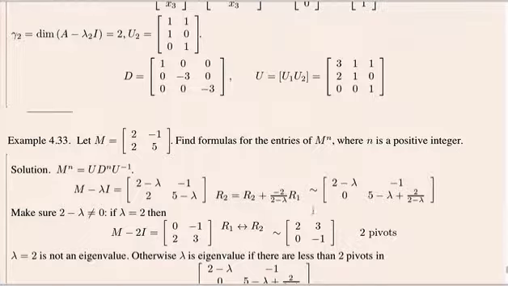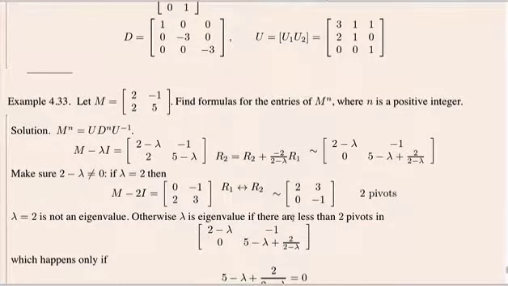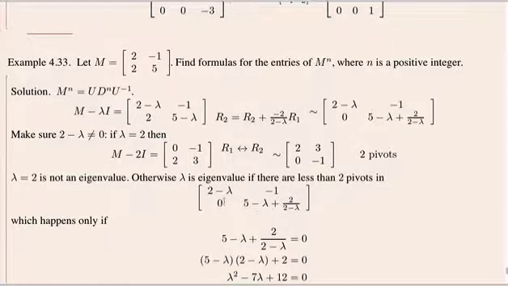So otherwise then we can return to this matrix and say that lambda is an eigenvalue if and only if there are less than 2 pivots in this matrix, which means that this can happen only if this entry is 0. 5 minus lambda plus 2 over 2 minus lambda must be 0. We solve this for lambda. Again, we can multiply through with 2 minus lambda since we already know that this is not 0.